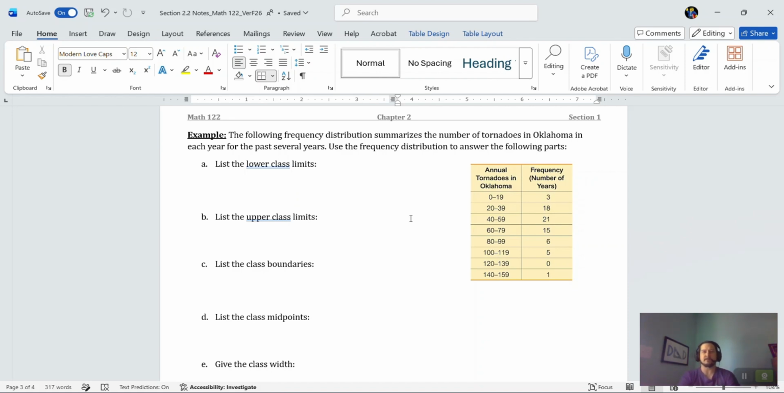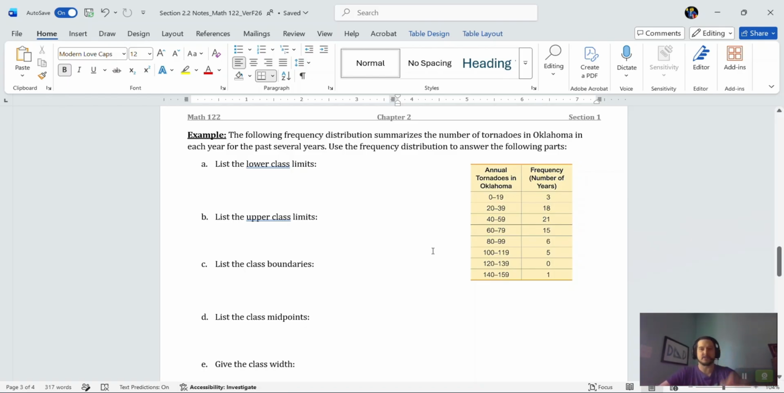It says here, the following frequency distribution summarizes the number of tornadoes in Oklahoma in each year for the past several years. Use the frequency distribution to answer the following parts. And the actual problem wanted, let me see what it wanted here. All this problem asked for was what the class width is.